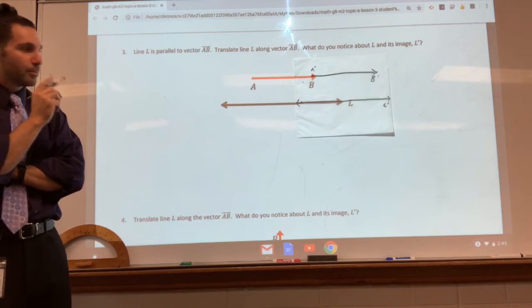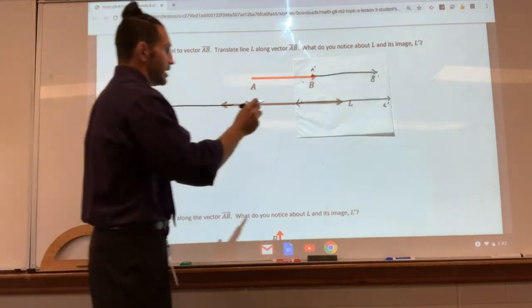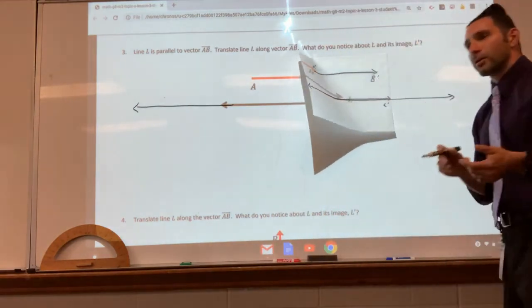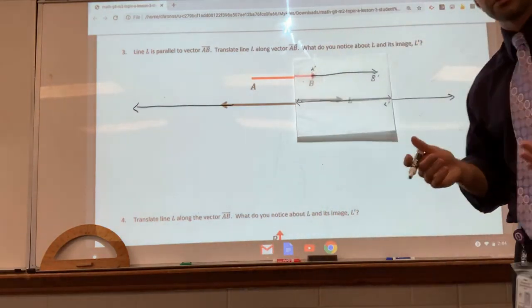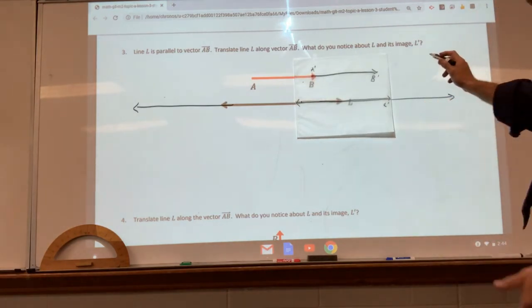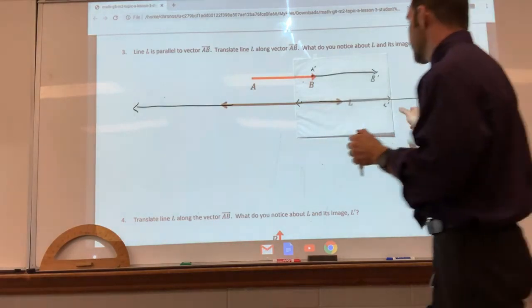Well, no, because remember, this line goes forever and ever in this direction, and it keeps on going forever and ever in this direction. There are only two options when we translate lines. They're either going to be parallel or it's going to be the same line. Please understand that when we translate with vectors, they're the same line or they are parallel.